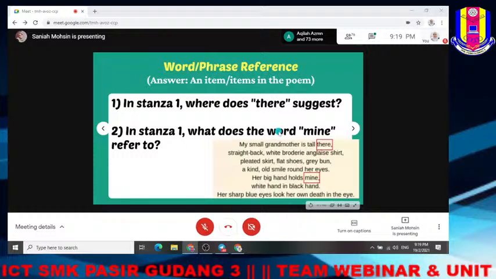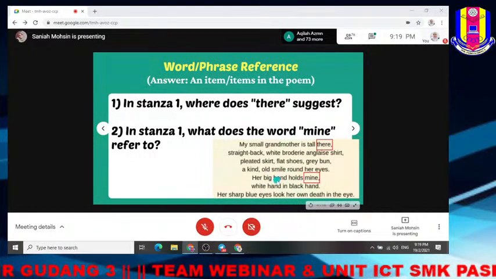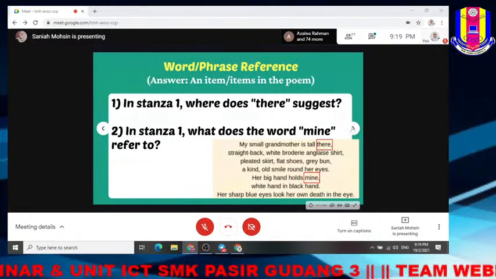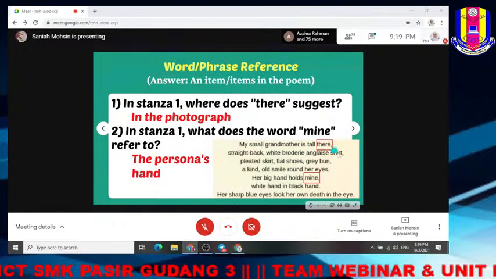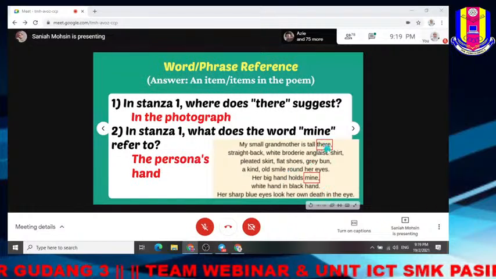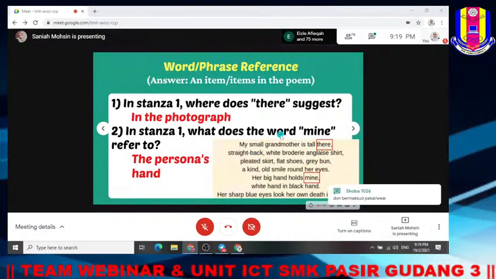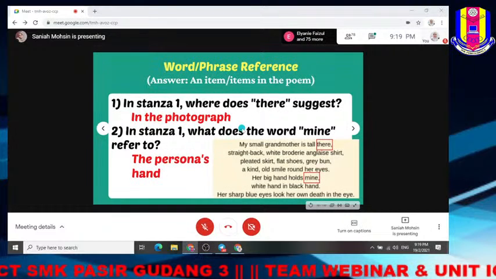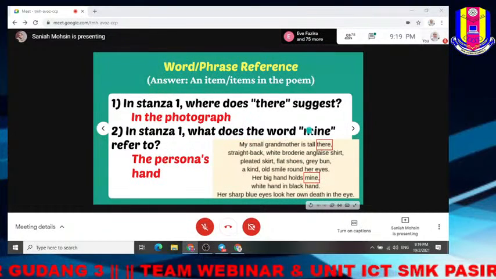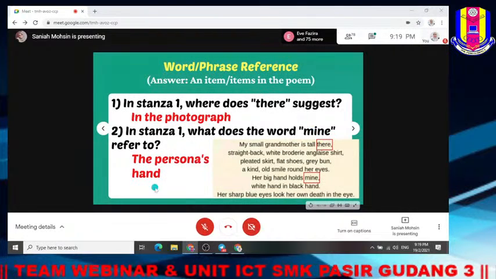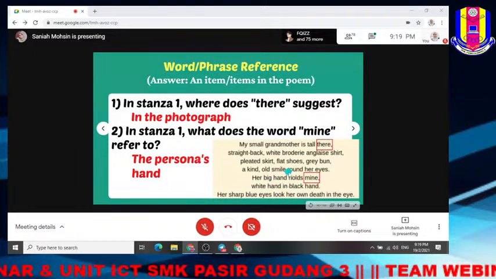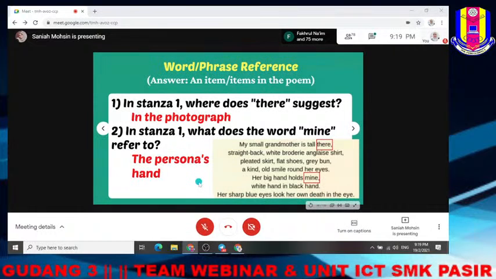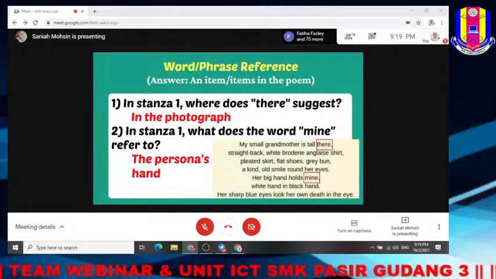Okay, in stanza 1, what does the word mine refer to? Okay, her big hands holds mine. So mine over here refer kepada tangan siapa. Okay, so for example, you can say the word there refer to photograph. Okay, contohnya, mungkin ada tanya, teacher kalau saya letak photograph saja boleh tak? Okay, no problem. As long as you have the main points for the keywords of the question, then you get 1 mark for that. Okay, and then what does the word mine mean? Okay, the persona's hand. Sebab kat sini dia cakap her big hands. So tangan dia pegang tangan siapa? Mestilah tangan saya. But dia letak tangan saya. Okay, persona. Okay, because the persona is the one talking about the poems.